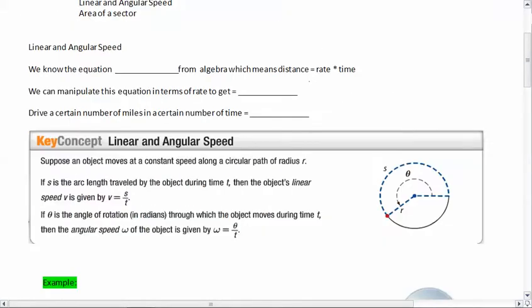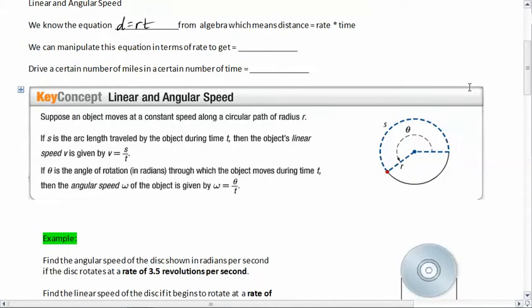We know the equation D equals RT from algebra, which means distance equals rate times time. We can manipulate this equation in terms of rate. If we wanted to rewrite this same equation in terms of rate, we would get R equals D over T, which means our rate is equal to some distance divided by some time. We know this more generically when we talk about driving, for example. You drive a certain amount of miles in a certain amount of hours, you get your speed equals miles per hour. We talk about the distance divided by the time.